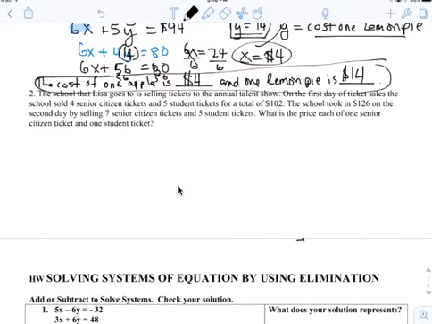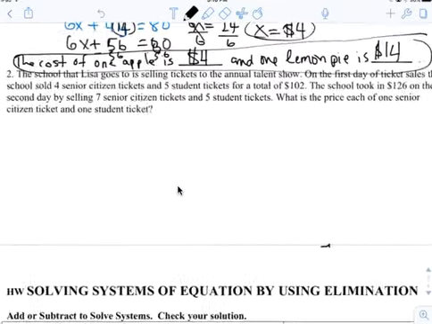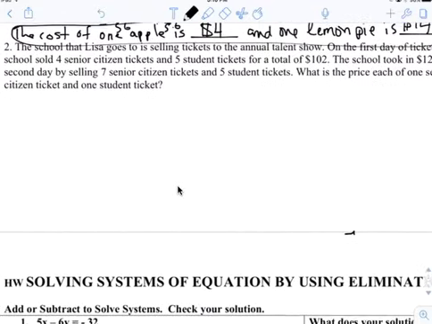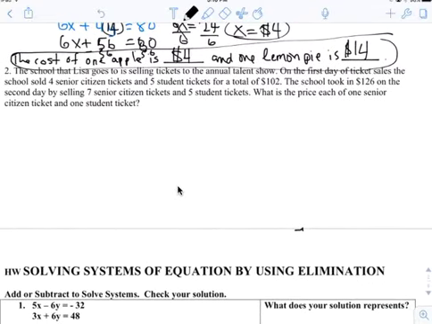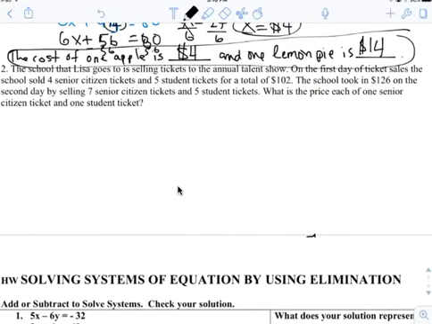B, the same thing here. I'll let you do this too. The school that Lisa goes to is selling tickets to the annual talent show. On the first day of ticket sales, the school sold 4 senior tickets and 5 student tickets for a total of this much. The school took in this many selling 7 senior tickets and 5 student tickets. What is the price of 1 senior ticket and 1 student ticket?